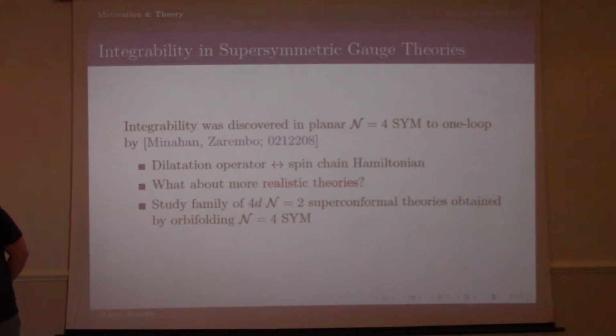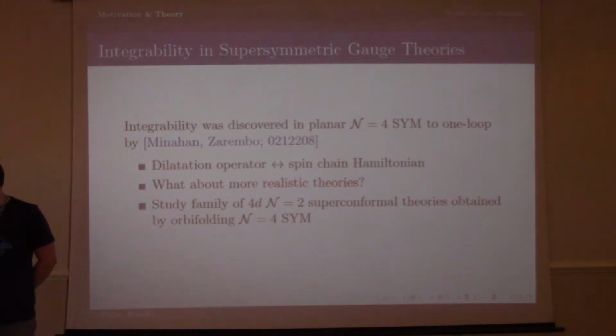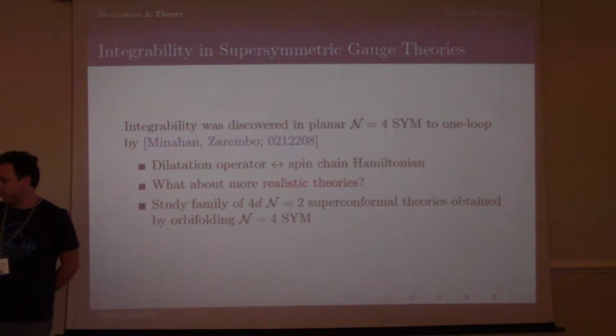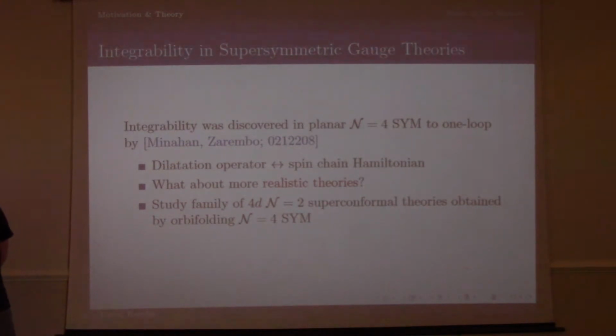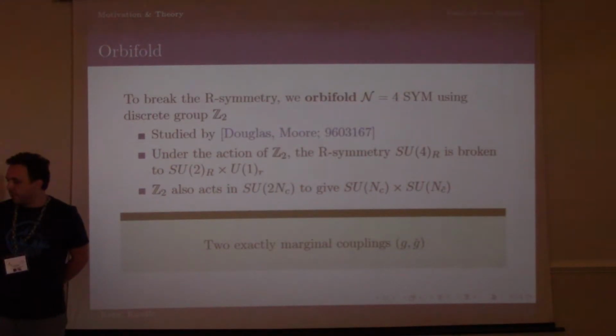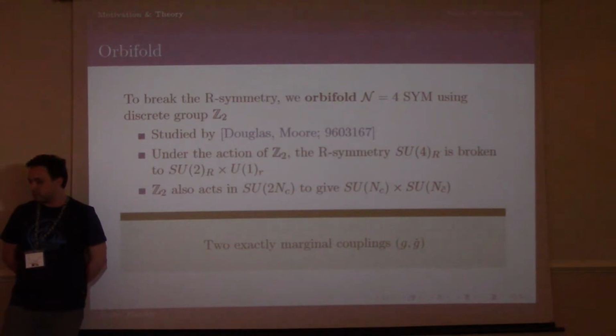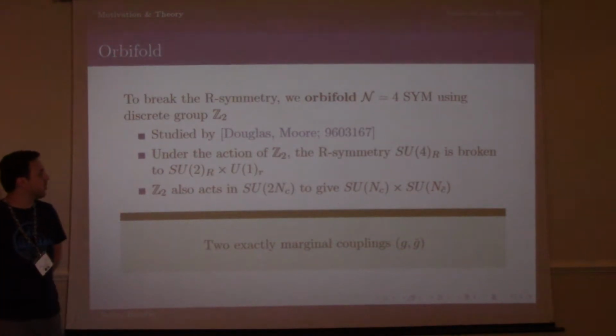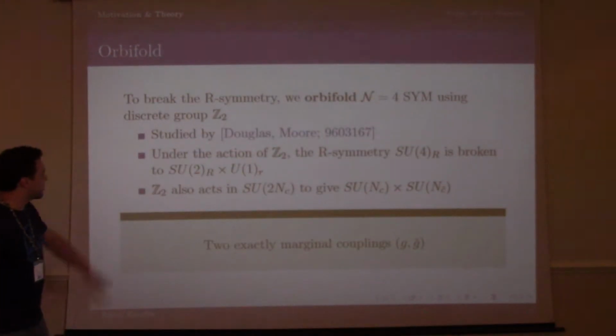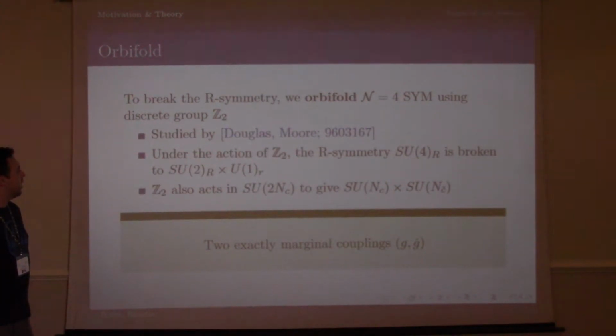Towards this end, a step in that direction is to study a family of four-dimensional N=2 superconformal theories, which is obtained by orbifolding N=4 super Yang-Mills. To break the R symmetry under this orbifold action, we use a discrete group Z2. These orbifold theories under some Zk, you can study them as well, were studied by Douglas and Moore. I'm not going to say too much about that because it's a whole panoply of things you can say about it.